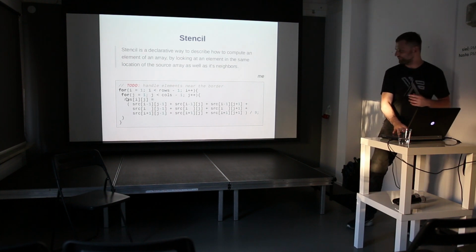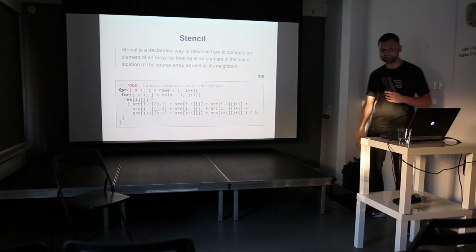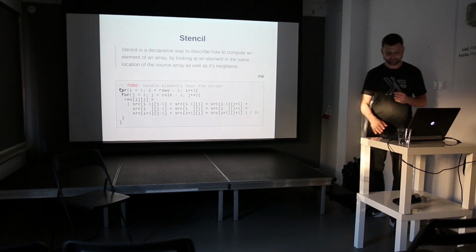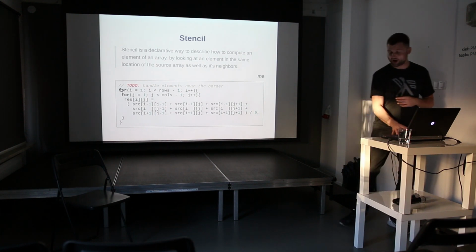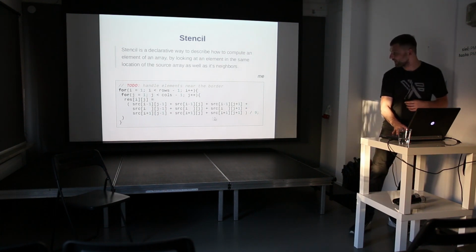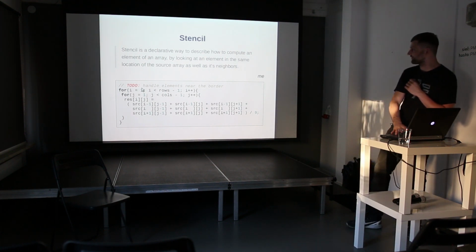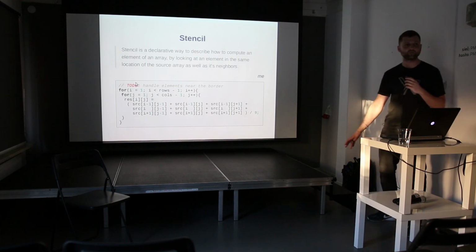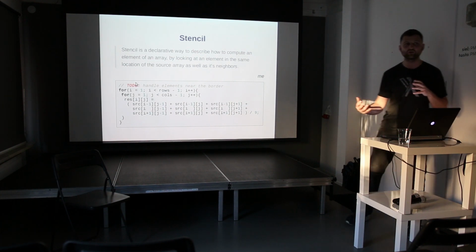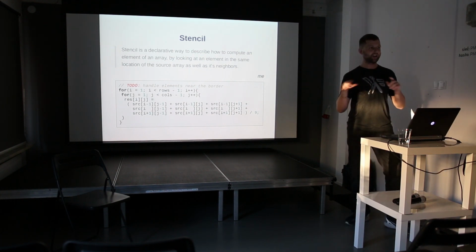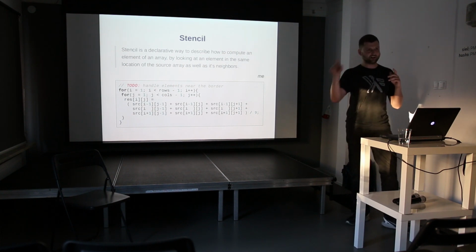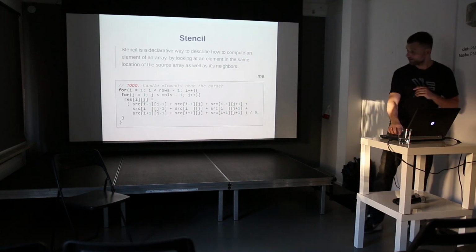Many of you, I'm sure, have seen for loops like that, nested for loops. A stencil is essentially a way to describe this inner part. What this code will do is iterate over a two-dimensional array and compute an average of its neighbors in a Moore neighborhood, all of the 8 neighbors around any particular element.